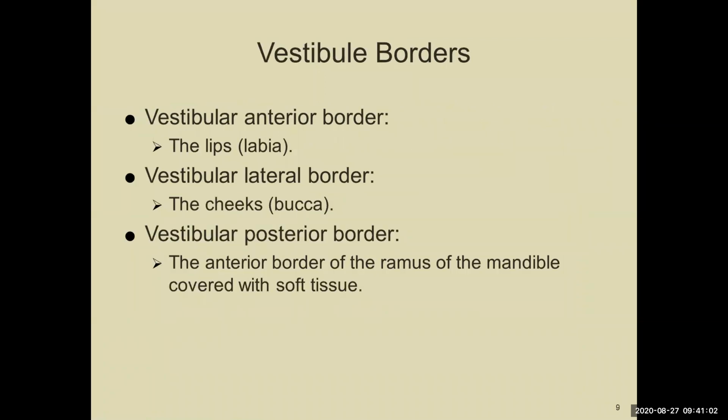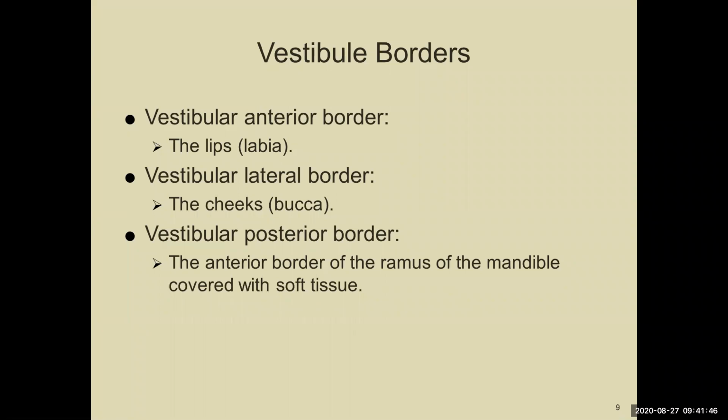So let's talk about some more borders. You've got your vestibular anterior border. Anything anterior means front, anything posterior means towards the back. So vestibular anterior border are the lips or the labia. You've got your vestibular lateral borders. Lateral means the sides, and those are your cheeks, the buccal, the bucca, depending on if you're doing the Latin or the not. Okay, so you've got the lateral border, which are the cheeks, and then you've got your posterior borders, and those are the anterior border of the ramus of the mandible covered with the soft tissue.